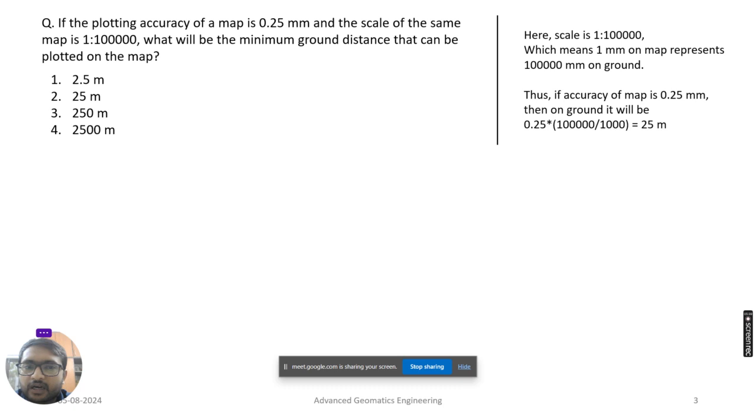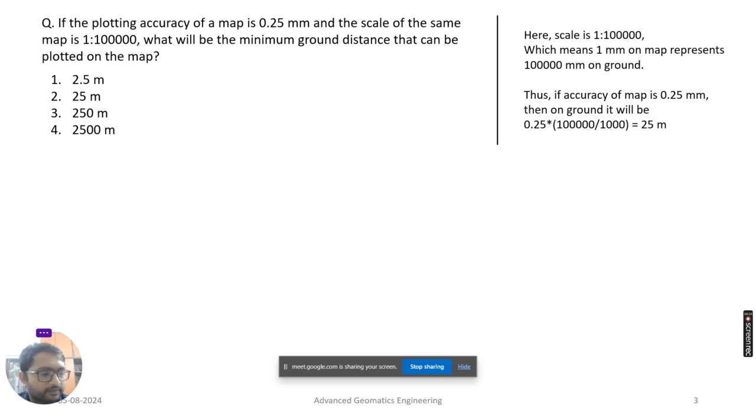Is there any doubt in this? I will repeat one more time: the accuracy on the map is 0.25 mm. If 1 mm on the map is equivalent to 100,000 on the ground, then what will be the corresponding value on the ground for 0.25 mm on the map? We get 0.25 into 10 raised to 5, and then we convert our answer into meters. So we will get 25. Is there any doubt or any question?